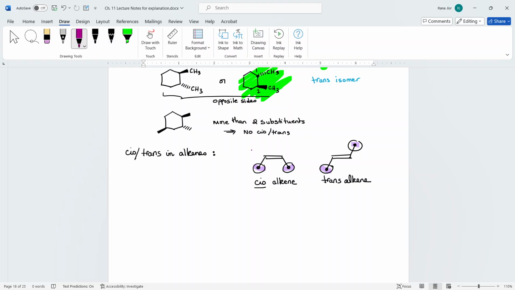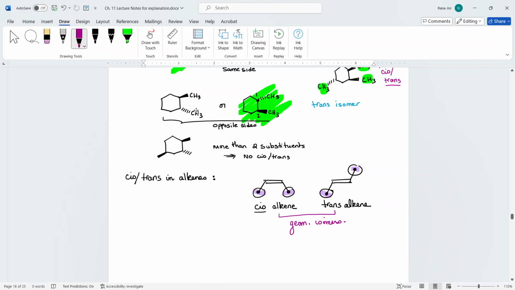Both of these, if I want to classify them, are considered to be geometrical isomers. So the orientation in space can be around a cycle, but on one condition: you need to have two groups and not three. So a cycle can have two substituents on it, and they can be cis or trans. And the alkene also can have two substituents on the alkene.